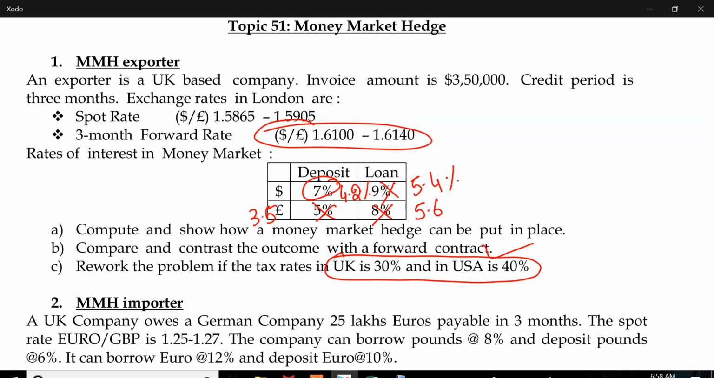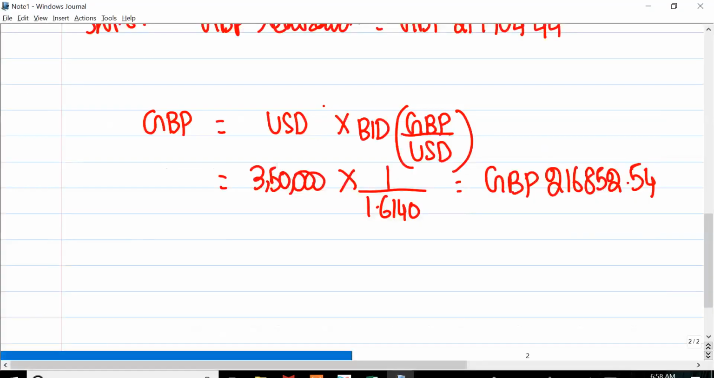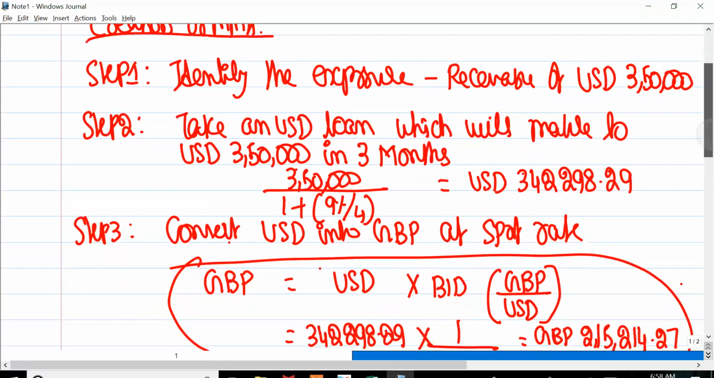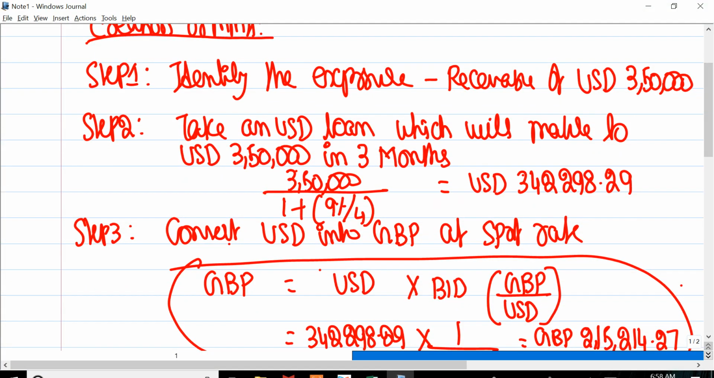Your loan amount to be taken and all is going to change now because the interest rate is no more 9%. It's only 5.4%. Similarly, the deposit rate is no more 5%. It's only 3.5%. Any doubts on this? Start doing these 6 steps again. Start from the beginning, identify the exposure, take a USD loan, do all of this from the beginning. The interest rates are going to be different now.